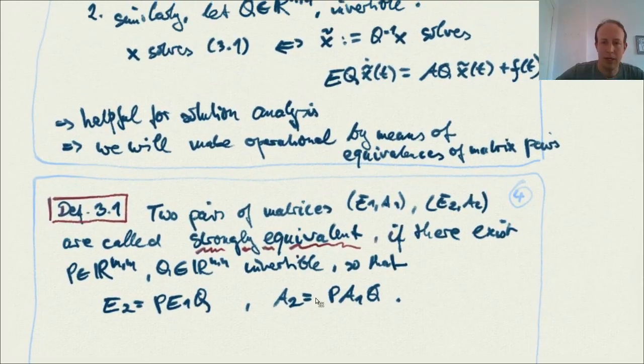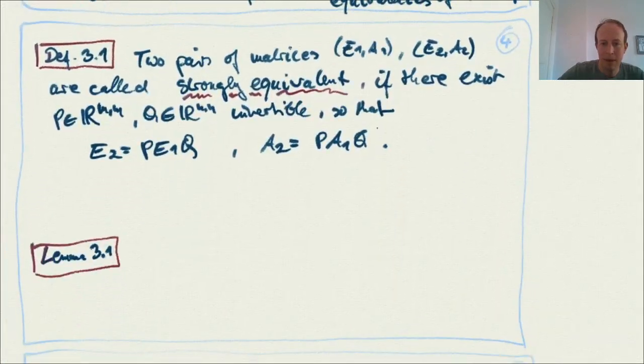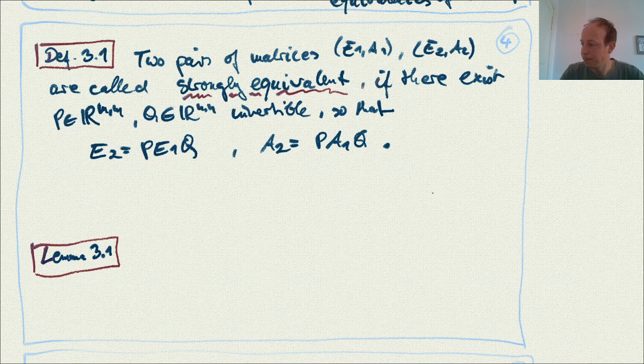Okay, and you see those are the two operations that we make here. So either we scale E and A by the P, which means a scaling of the equations, or we transform the state, and this amounts to a right multiplication by Q of E and A. Okay, and for that there is a lemma.